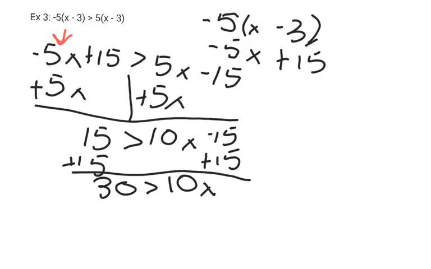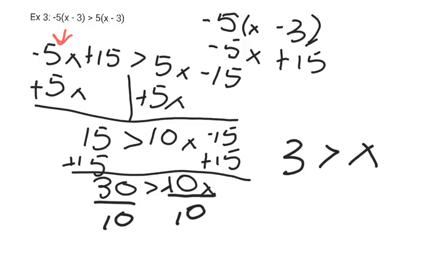Lastly, we need to get rid of the 10, so we're going to divide both sides by 10. And I got 30 over 10 will equal to 3 is greater than x. Now, do I need to flip the inequality here? This is an example of where we don't. Notice this 10 here was positive. I didn't write the positive sign, but it's understood to be positive. Therefore, I don't have to worry about flipping it.